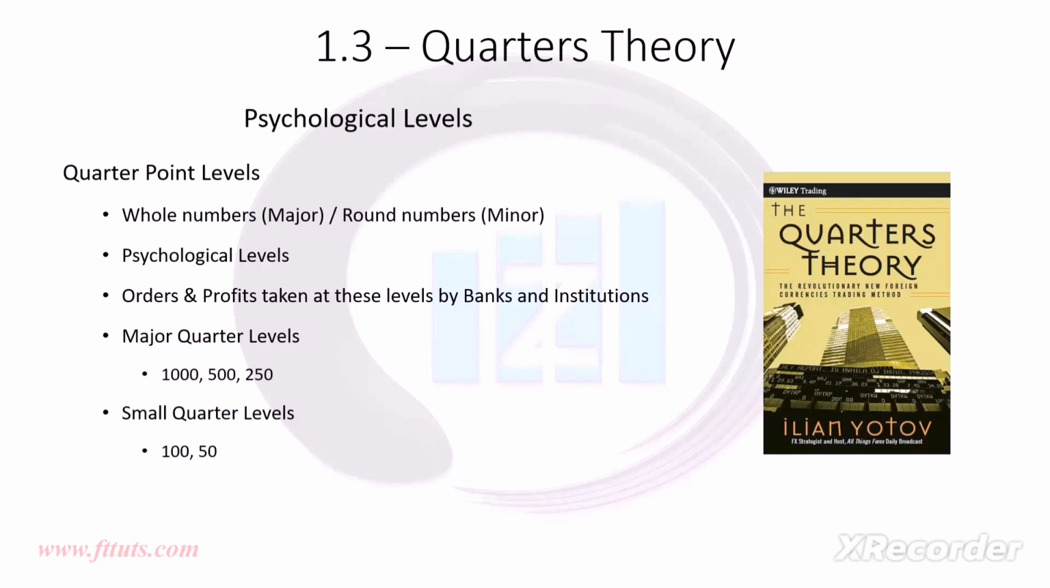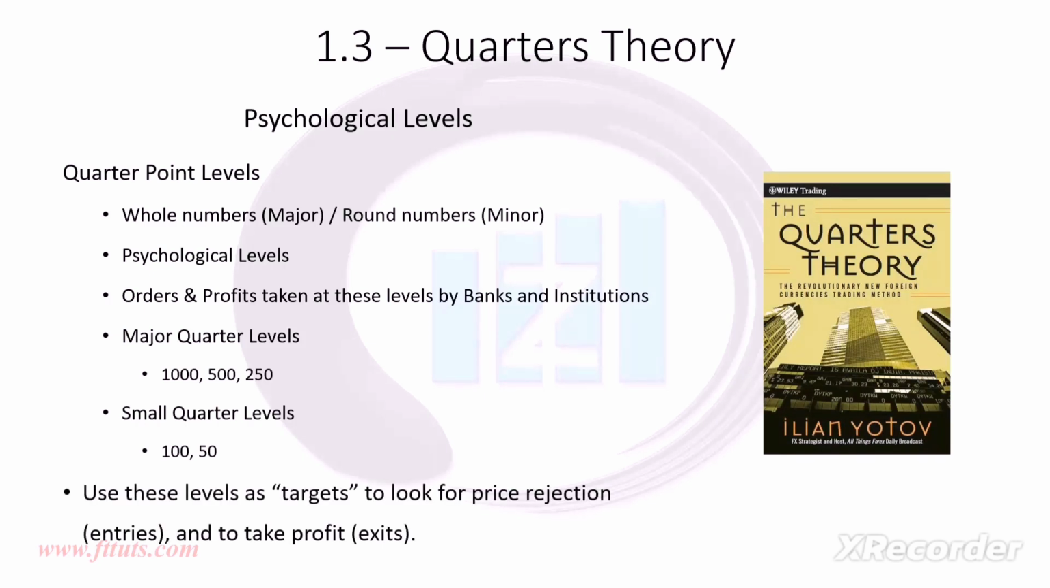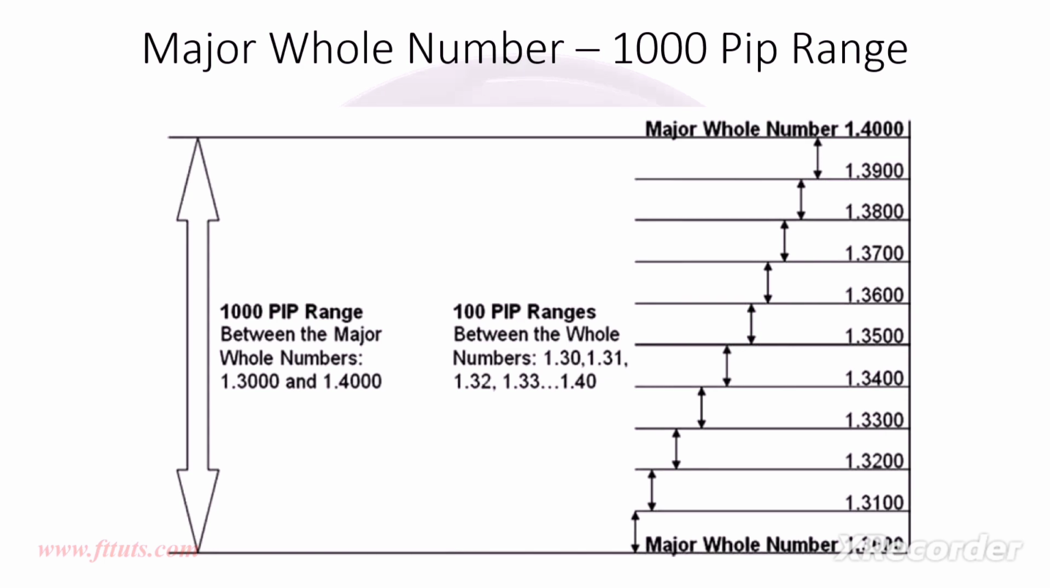But if used correctly, they can absolutely be used on our smaller time frames. Like I said, we'll take a look at that in just a second. So here's a major whole number range. This is our 1,000 pip range.